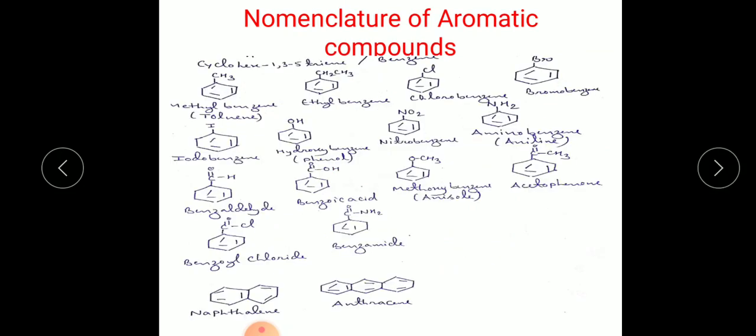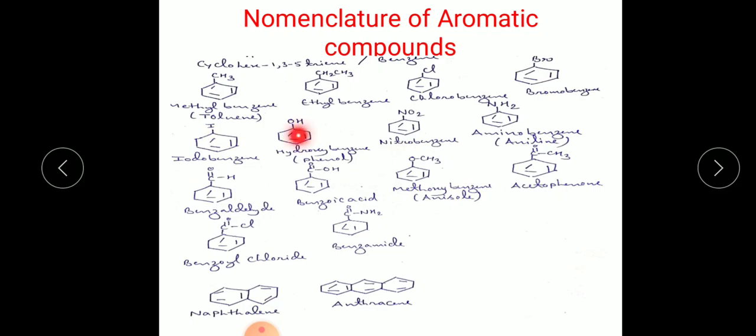Next, these are the important aromatic compounds. Please note it down in your class notes. Suppose you have the aromatic compound benzene, and to that benzene, if one hydrogen is replaced by methyl, then we call it methylbenzene, or commonly toluene. If you have CH2CH3, then we call this ethylbenzene. Similarly, if you have chlorine, then chlorobenzene; bromine, bromobenzene; iodine, iodobenzene.